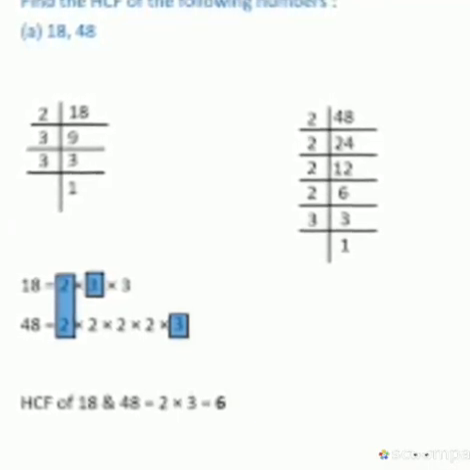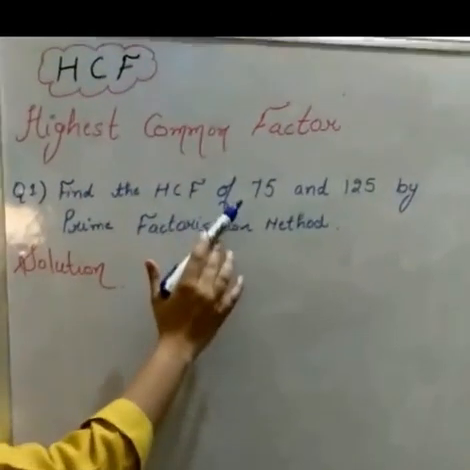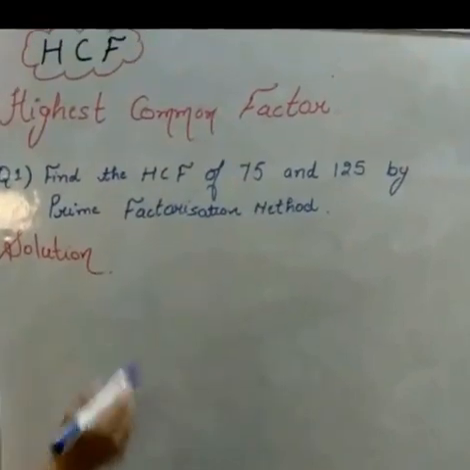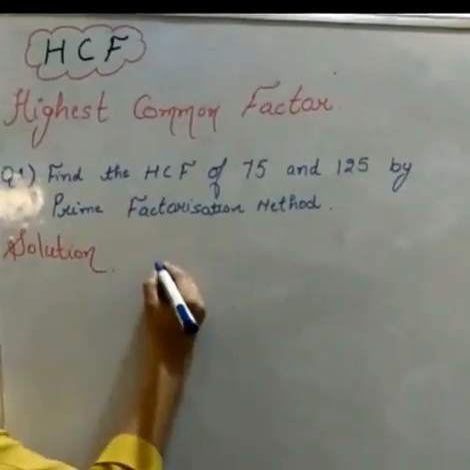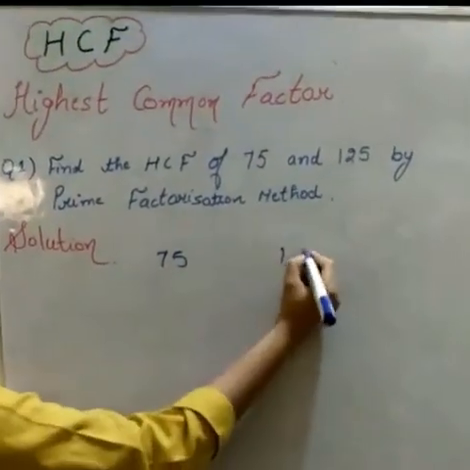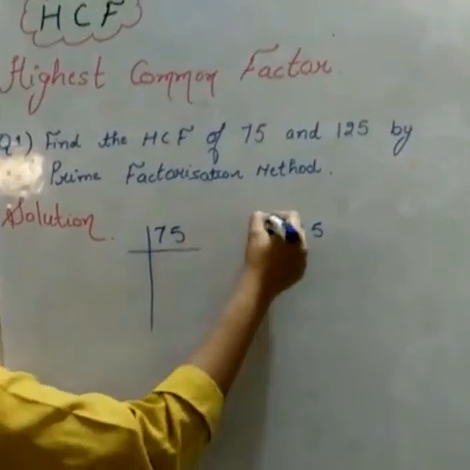Let us discuss it with the help of an example. Find the HCF of 75 and 125 by prime factorization method. So we will write 75 and 125. Firstly, we will factorize these two numbers.